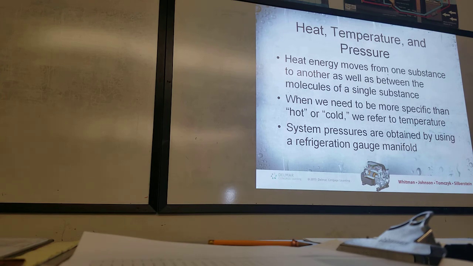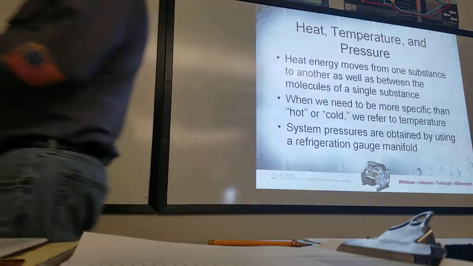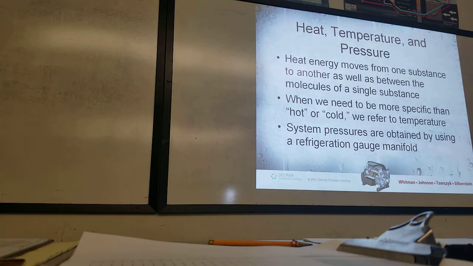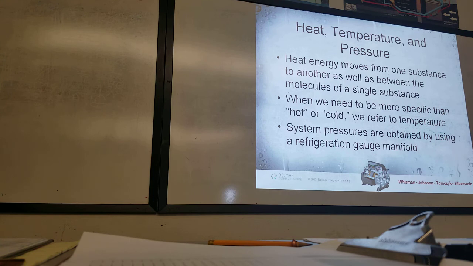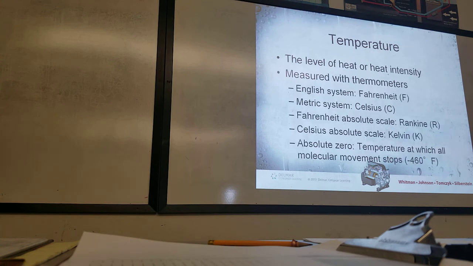Heat, temperature, and pressure. Heat energy moves from one substance to another as well as between the molecules of a single substance. When we need to be more specific than hot or cold, we refer to temperature. System pressures are obtained by using a refrigeration gauge manifold. Temperature is the level of heat, or heat intensity, measured with thermometers. English system, Fahrenheit. Metric system, Celsius.